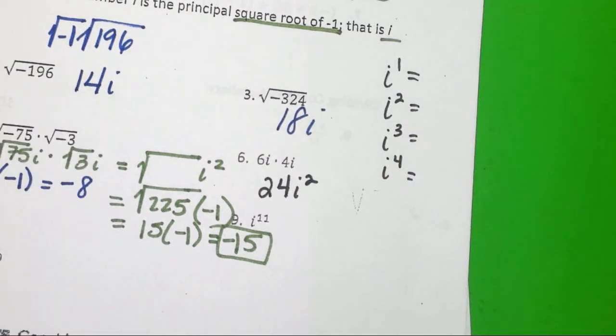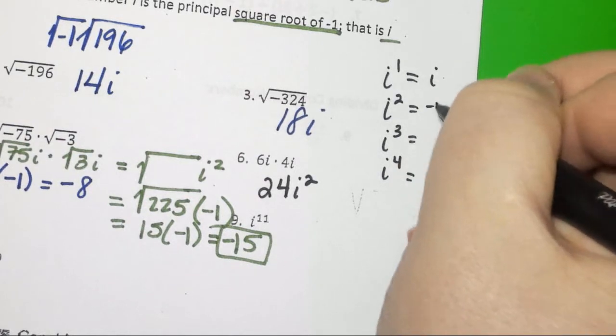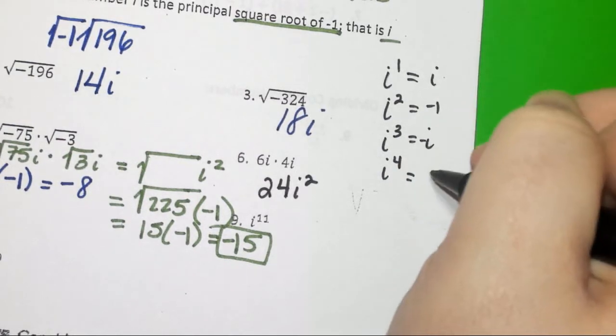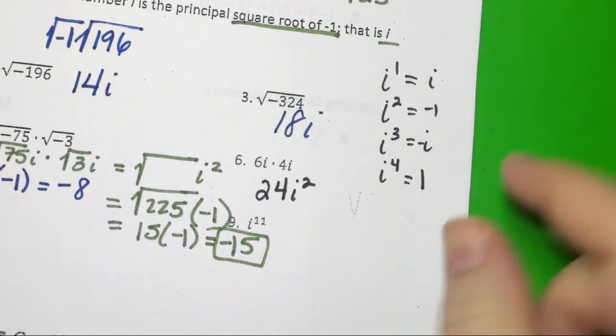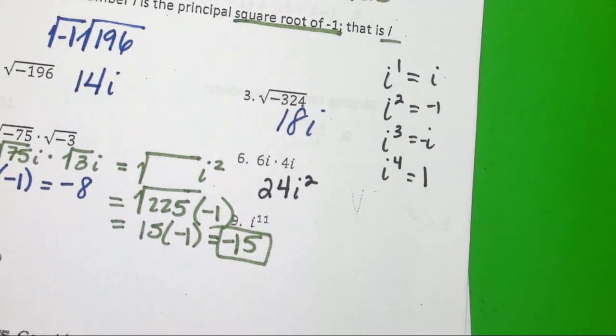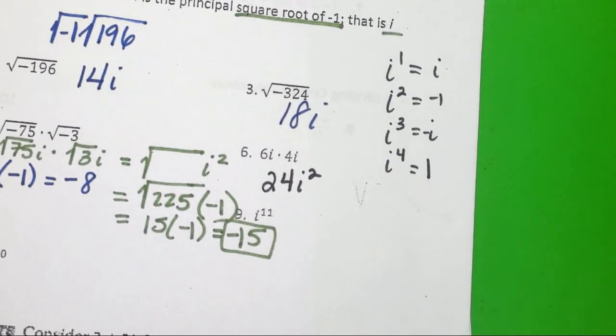Miss Brewster has a really cute way of remembering it. It's i, -1, -i, 1. The two in the middle are both negative. But you do need to know those. It's useful to know those.